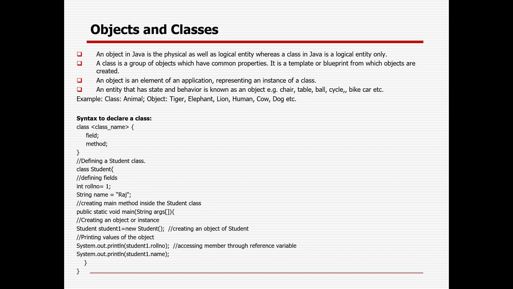A class is a group of objects which have common properties. It is a template or blueprint from which objects are created. An object is an element of the application representing an instance of a class. An entity that has state and behavior is known as an object. For example, chair, table, ball, cycle, bike, car, everything. Another example of a class: fruit is the class, and then mango, banana, guava, grapes will be your objects.